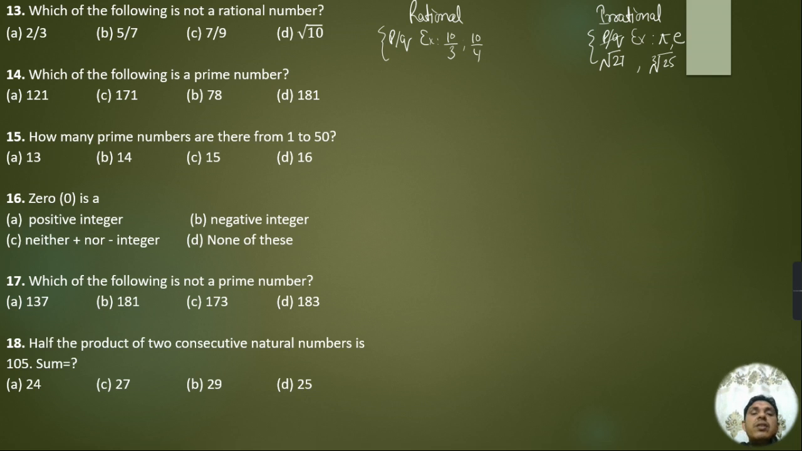So by the definition, we can find the answer to question number 23. If we check 2 by 3, this will be 0.66666. So again a pattern, not a rational number. Sorry, rational number. 5 by 7. If we check for 5 by 7, what will be the number?